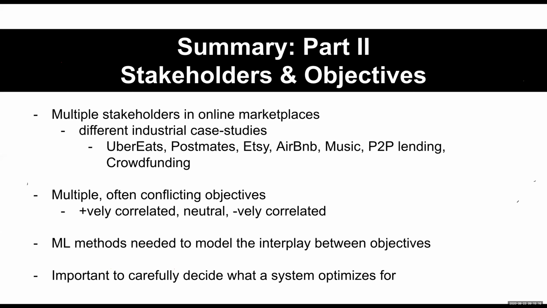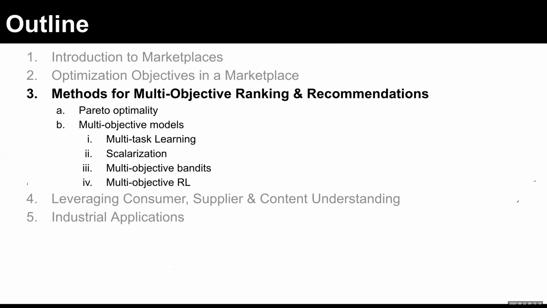So this leads us to the third part of this tutorial, which is methods for multi-objective ranking and recommendations. We're going to define the notion of Pareto optimality, and then look at a few specific classes of problems. We're going to start by looking at multitask learning, then look at scalarization, come back and look at multi-objective bandits and multi-objective reinforcement learning. We're going to look at a few of these multitask learning approaches, not just one, and a few reinforcement learning approaches, not just one. So again, we're going to look at four different broad categories of models.